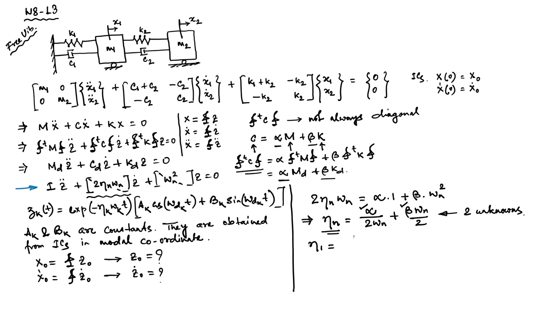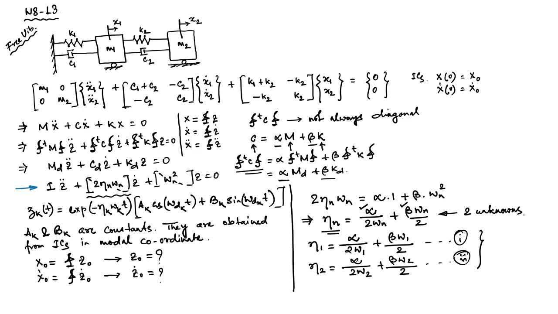Now, if I consider first mode, obviously the first equation will be eta 1 equals alpha by 2 omega 1 plus beta omega 1 by 2. And then for the second mode, eta 2 equals alpha by twice omega 2 plus beta omega 2 by 2. Once we define these 2 equations, we fix the modal damping normally for a structure and then evaluate alpha and beta.